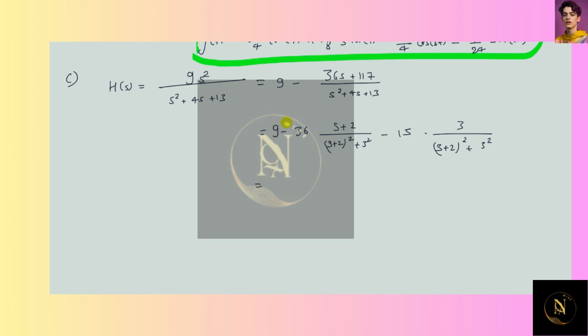Now we know this would be simply 9 multiplied with the impulse δ(t), minus 36e^(-2t)cos 3t, minus 15e^(-2t)sin 3t. So this is the Laplace inverse, or we can say this is H inverse of s. So this is the right answer for this problem.